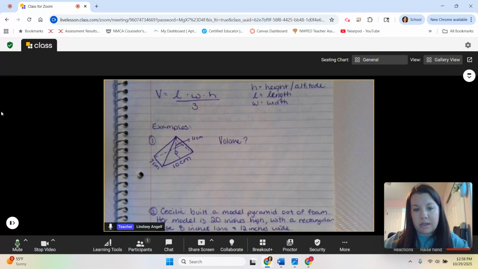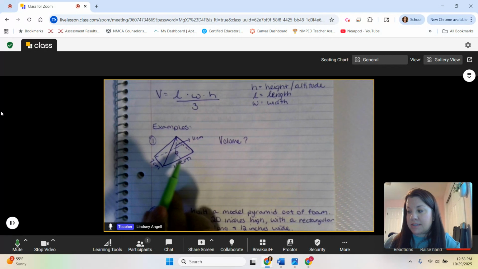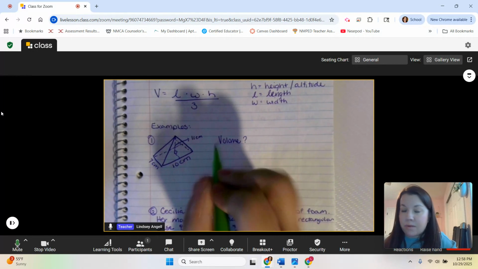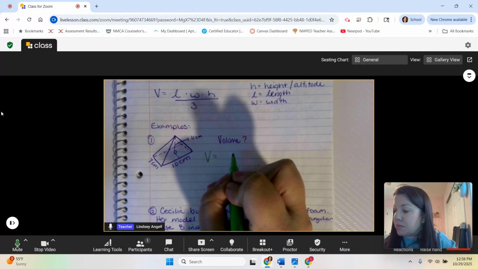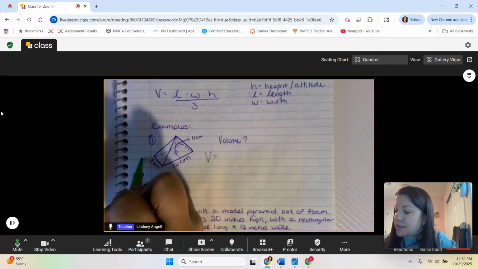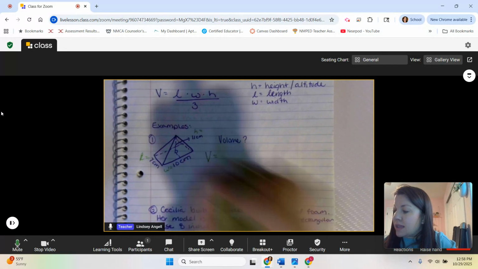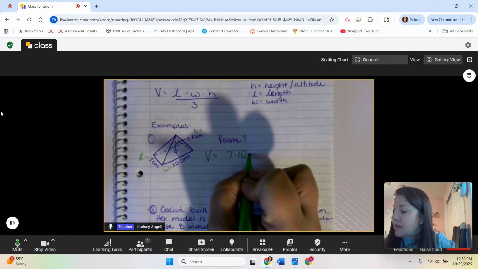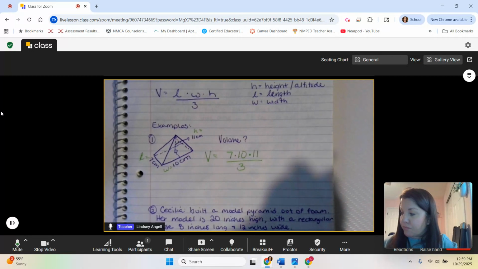With example number 1, we're looking for the volume, and the base is 7 by 10 centimeters, and the height or the altitude of this particular pyramid is 11 centimeters. With our formula, volume is equal to, and I'm just going to plug in my numbers. This is my length, this is my width, and this is my height. So we've got 7 times 10 times 11, and we're dividing that whole amount by 3.